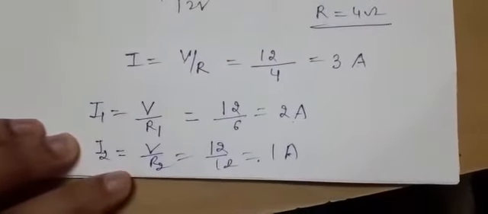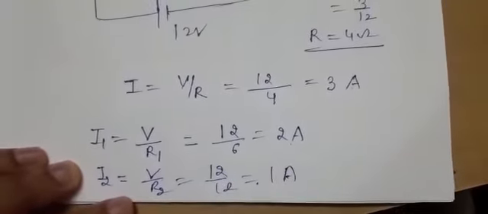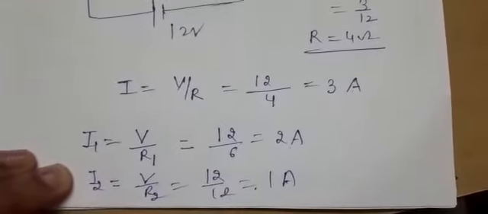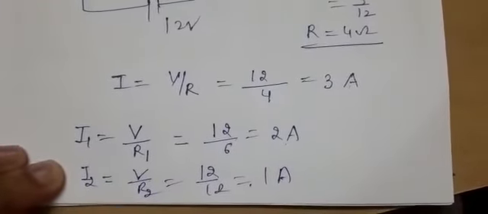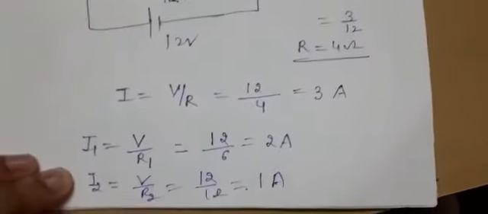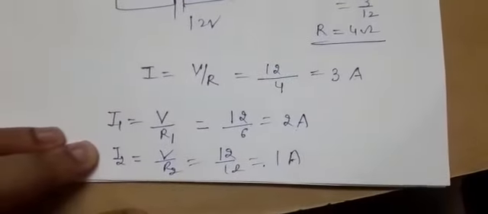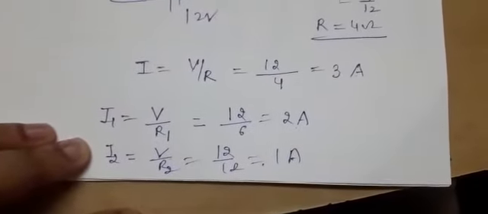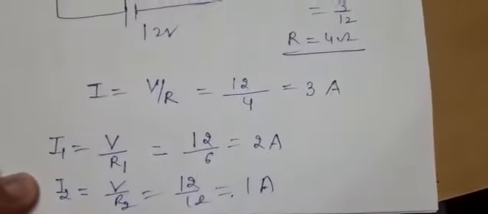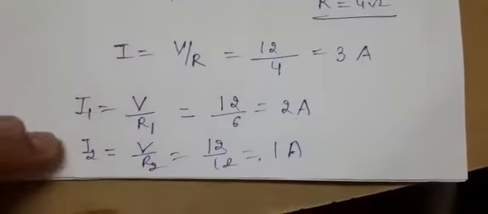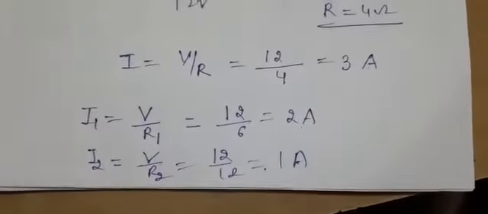You can also do it this way. Basically the total current is 3 ampere and we have to calculate the current through the 6 ohm resistance, the above series wire, or the other wire which has three resistances connected in series. So I1 and I2 come out to be 2 ampere and 1 ampere.